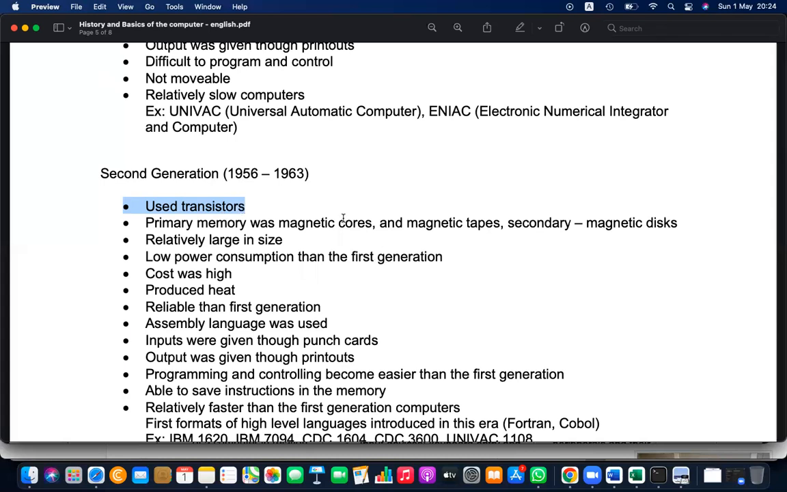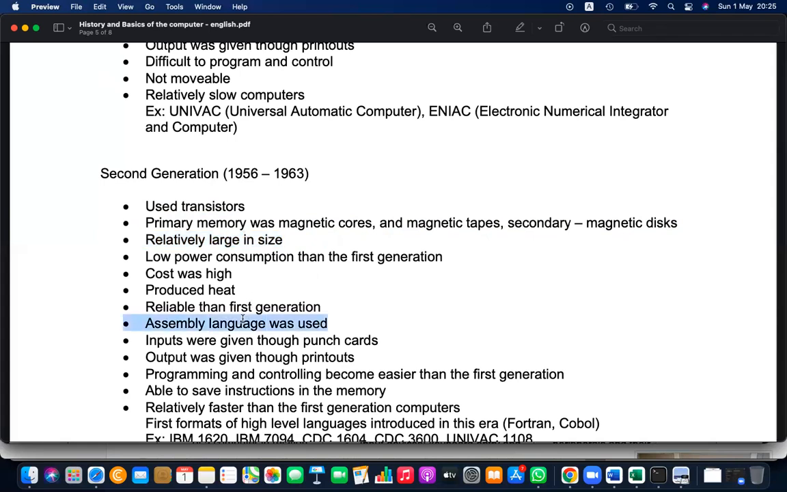And instead of punch card, the magnetic drums, magnetic tapes, magnetic discs were used, and cost was low. But the computer was again larger in size. It was not possible to bring personal computers due to that.